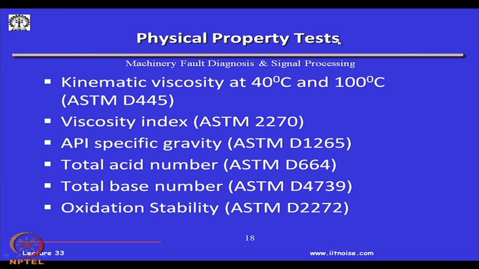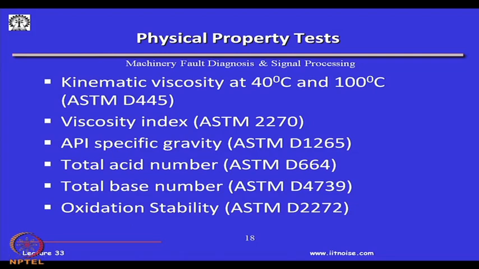Particularly when we do the physical property test, the kinematic viscosity at 40 degrees Celsius and 100 degrees Celsius needs to be calculated or measured as per this ASTM standard, viscosity index, the specific gravity, the acid number, base number, oxidation stability. So, these numbers given here are actually the ASTM standards. So, the purpose of letting you know in this class is not to discuss how the standard is or what the standard is, but just to make you aware that such standards do exist. So, all you have to do is collect the oil sample and send it to a particular lab and specify a standard by which they need to do these tests.